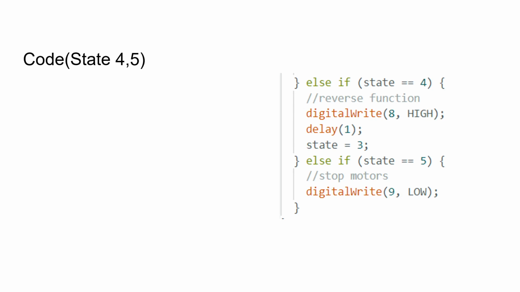In state 4, it turns on the LED and waits 1 millisecond to make sure everything works properly, and then returns to state 3. When in state 5, it would shut off the autonomous mode LED, signaling that it is in manual mode. Thank you for listening to my presentation.